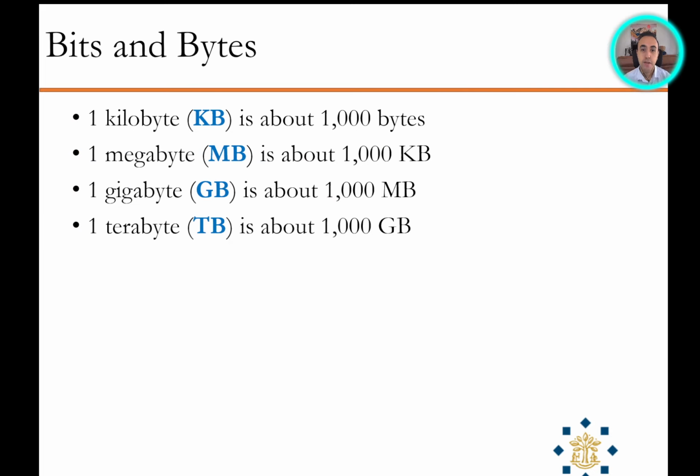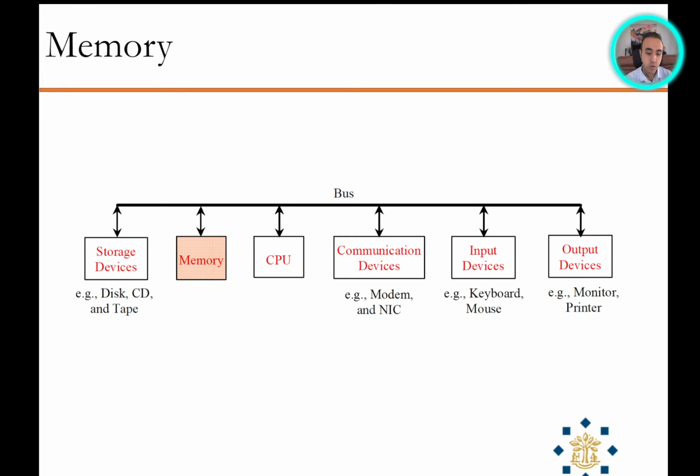But of course, we don't talk about bytes because they're so small. We talk about kilobytes, megabytes, gigabytes, terabytes, right? They're multiples of 1,000 of each other. For instance, a kilobyte is 1,000 bytes, a megabyte is 1,000 kilobytes, and so on. All right, so this is how the CPU works. Let's talk about the memory.